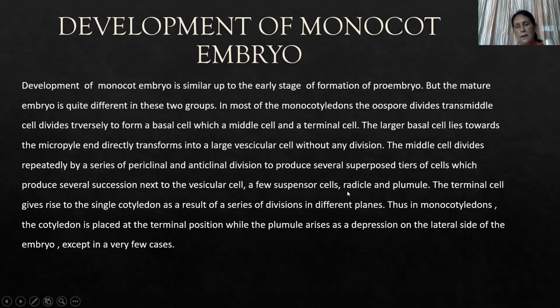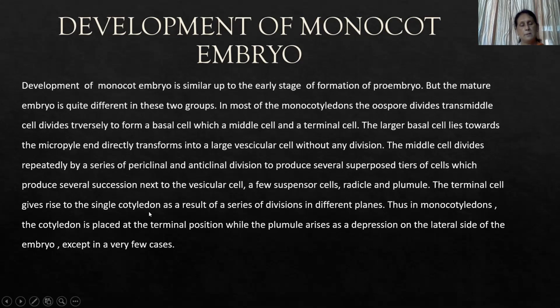it forms the suspensor cell, and it also forms the radicle and the plumule. So what is the radicle? It is the part of the embryonal axis from which the root is derived. And the plumule is the part of the embryonal axis from which the stem or shoot apex is derived. The terminal cell gives rise to the single cotyledon. So what is the main function of the terminal cell? It forms the single cotyledon.